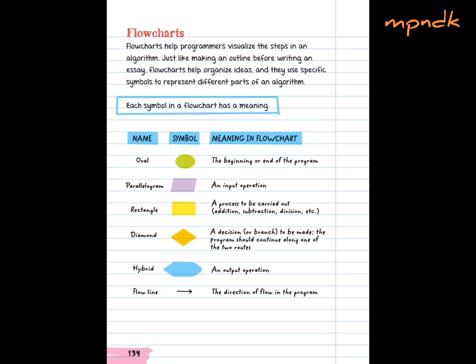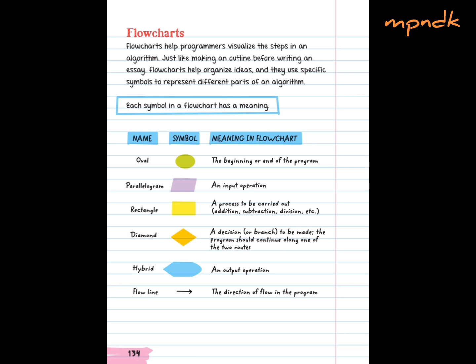Flowcharts. Flowcharts help programmers visualize the steps in an algorithm, just like making an outline before writing an essay. Flowcharts help organize ideas, and they use specific symbols to represent different parts of an algorithm. Each symbol in a flowchart has a meaning. An oval symbol means the beginning or end of the program. A parallelogram symbol means an input or output operation in a flowchart.